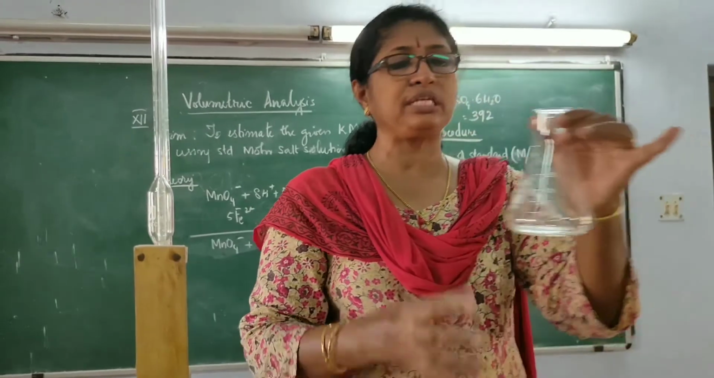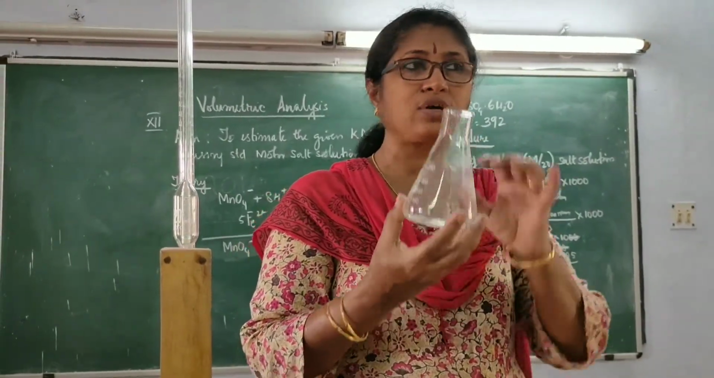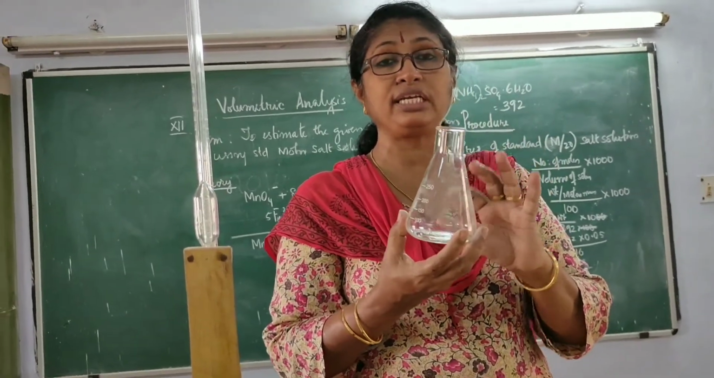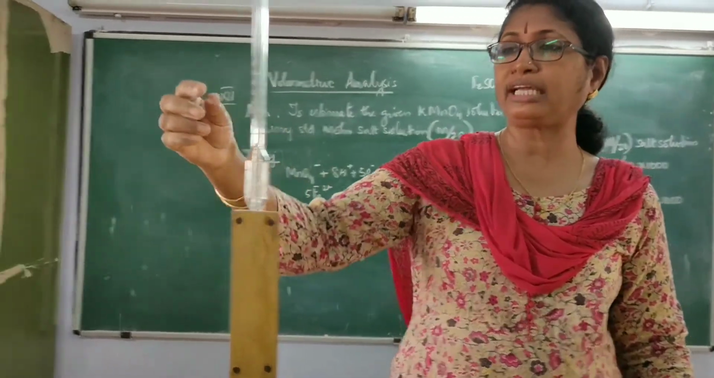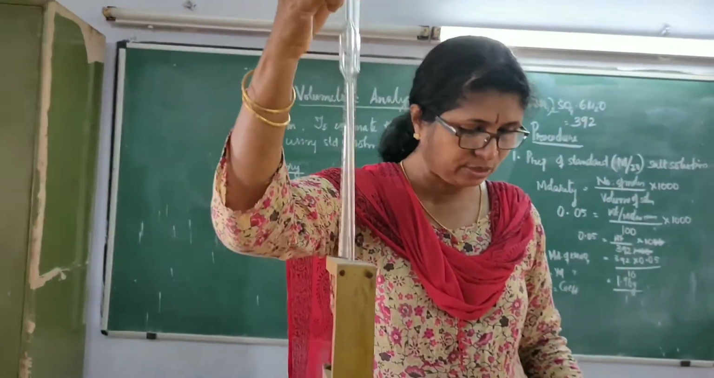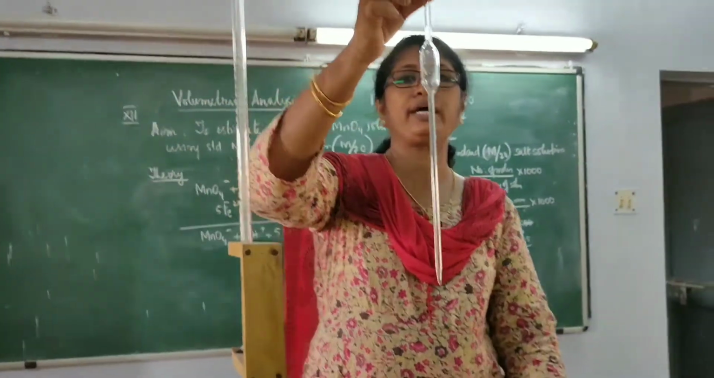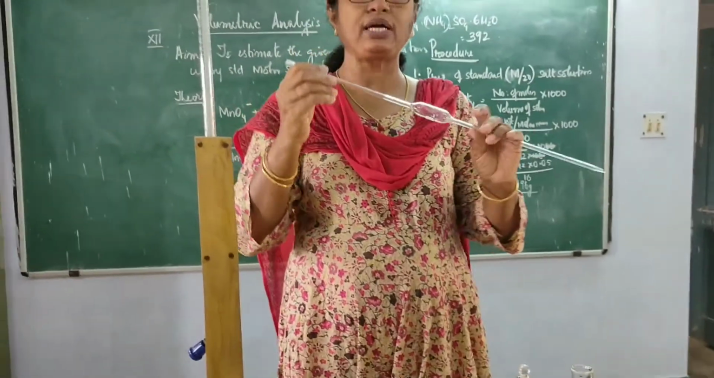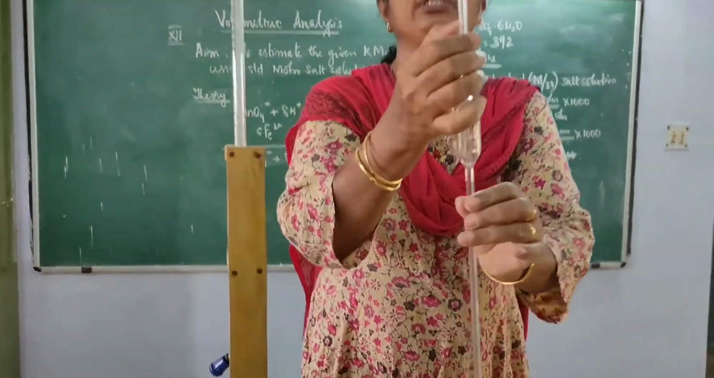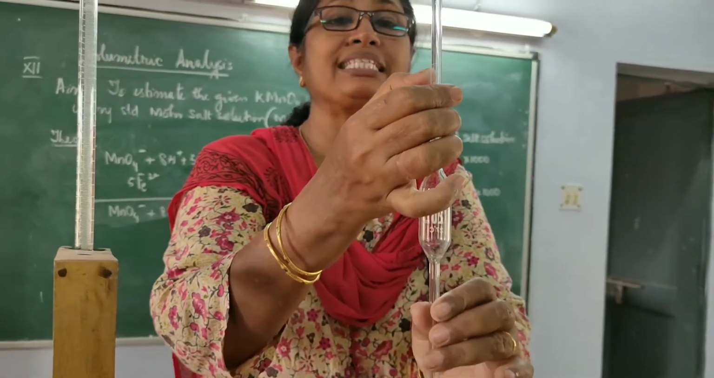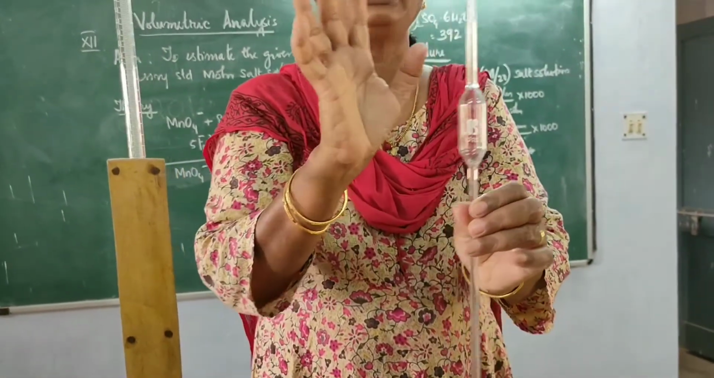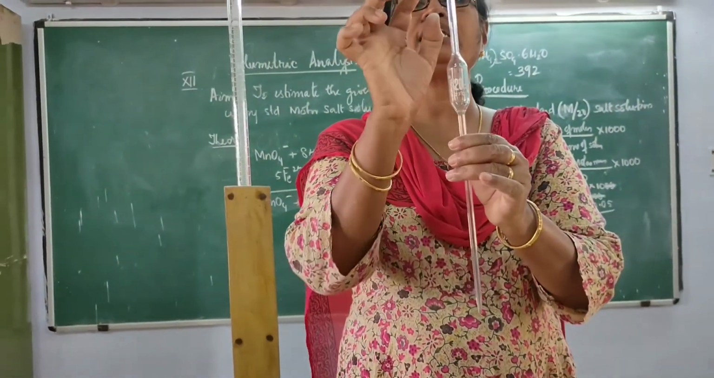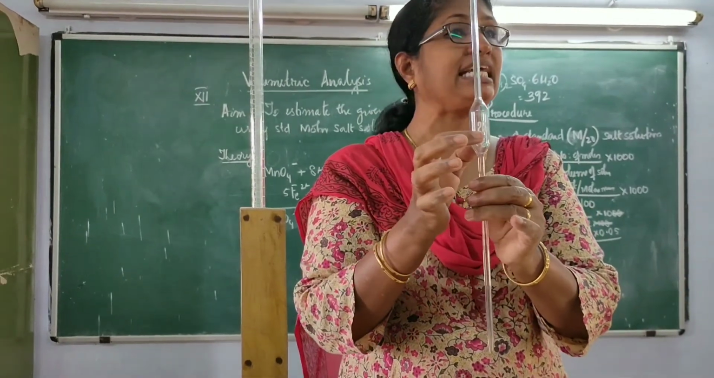Now you are going to do the titration in this. It is called a titration flask or conical flask. We are going to take the Mohr's salt solution here. Now, how to take the Mohr's salt solution? If you are preparing the solution in the standard flask, this is called a pipette. You are going to pipette out. Again here also there is a mark. If the lower meniscus of the solution touches this mark, then it is exactly 20 ml. We are going to pipette out the 20 ml.